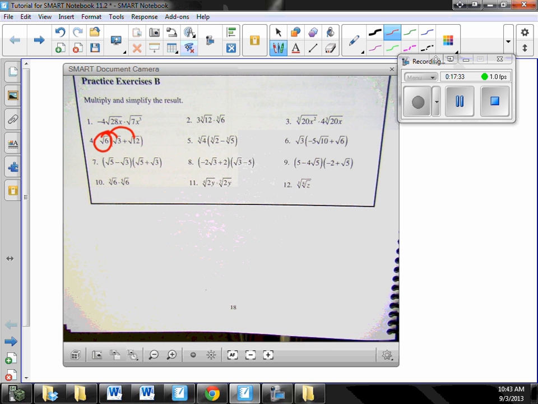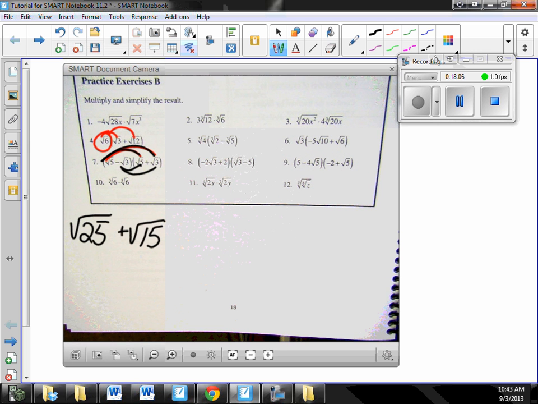So I'm going to take the root 5, and I'm going to multiply it across. When I'm done, I'm going to take the root 3 and multiply it across. And then I'll see if I can simplify in the end. Okay? Hopefully you've done something like this before. So root 5 times root 5 is root 25. And then root 5 times root 3 is plus root 15.